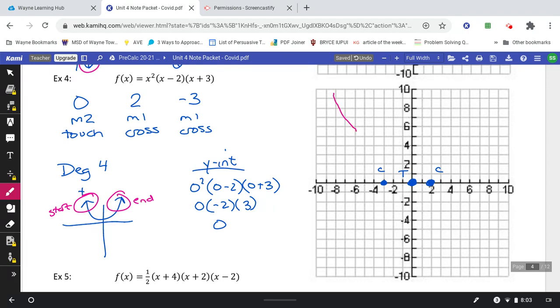So when you start up here, the first thing you need to do is come down to this point, cross through it, and then don't go too far because the next place you have to go is this, touch it, bounce off, cross through it, and finish it up like that. So it's kind of a weird looking W shape.